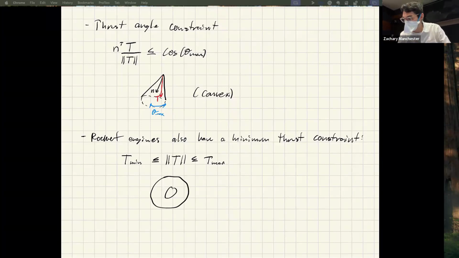And if I think about this set, is this a convex set? Big no, right? I've got the hole in the middle, so this is not convex. So this ends up being the problematic constraint.